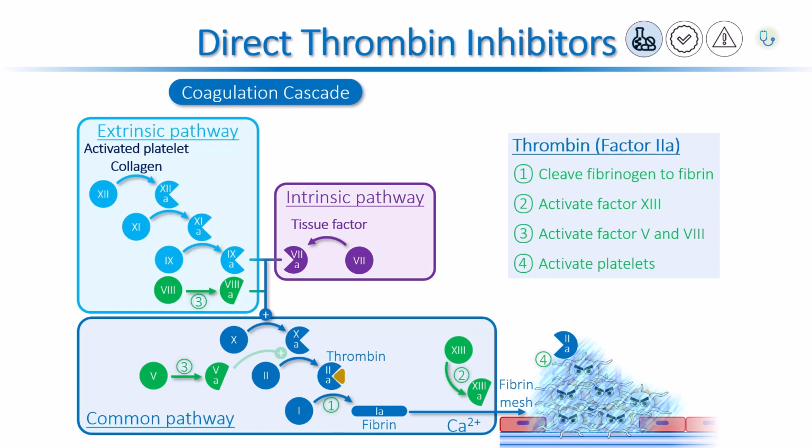When direct thrombin inhibitors are administered, they can bind directly and reversibly to thrombin in the circulation, as well as those already attached to a forming clot, inhibiting any further conversion of fibrinogen to fibrin. Without thrombin, factors 5, 8 and 13 are also not activated, thus bringing the coagulation cascade to a halt. By reducing the thrombin-mediated activation of platelets, direct thrombin inhibitors also have an antiplatelet effect.